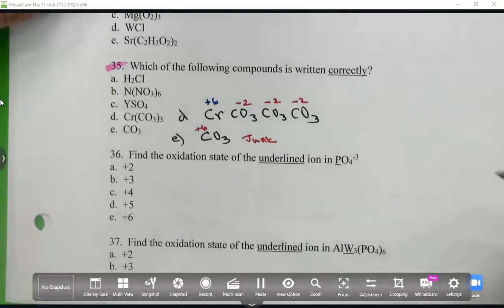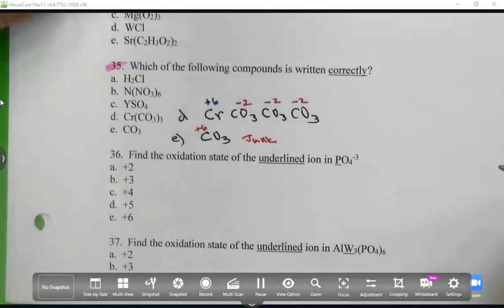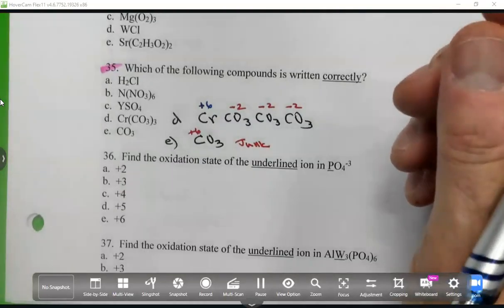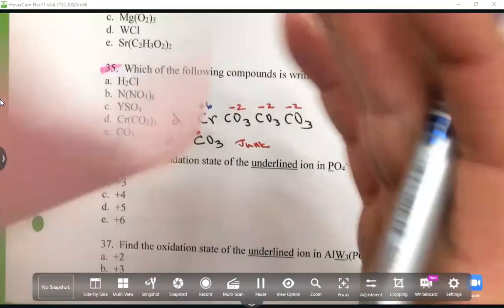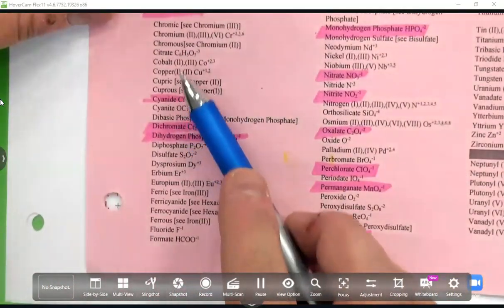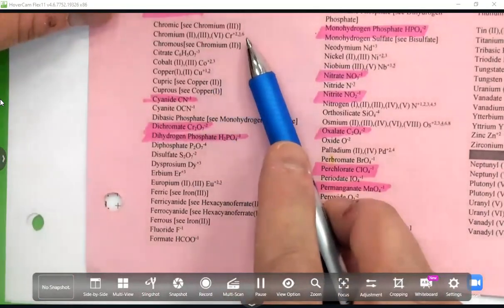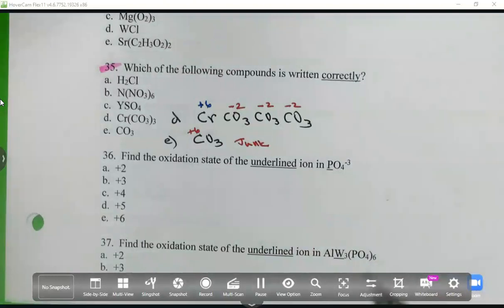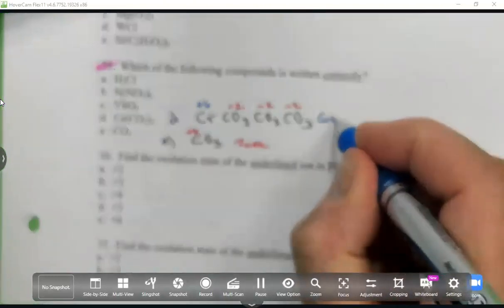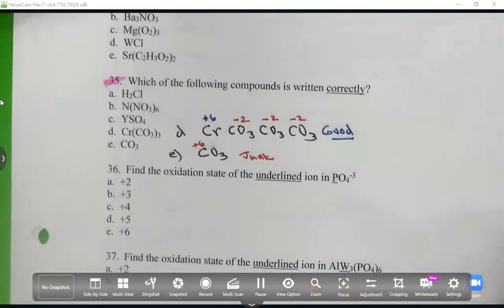Is there a chromium 6? There's a +6 chromium. That looks good. Chromium 6 exists.